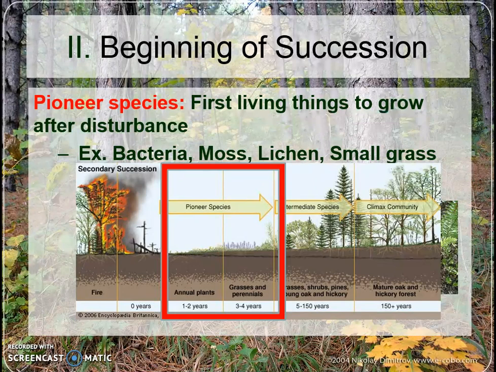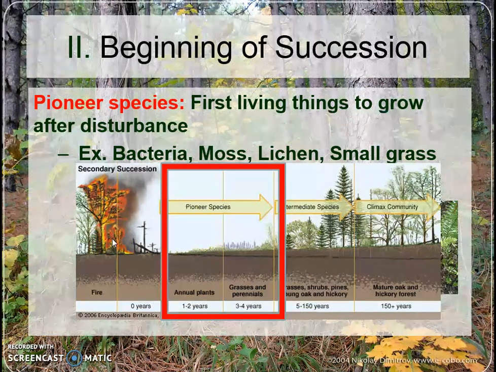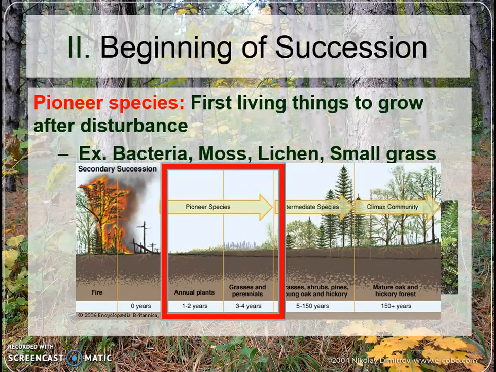words. The beginning of succession is called a pioneer species. Let's make sure we write down in our notes the definition. It's the first living things to grow after a disturbance. Let's also make sure to help us remember we write down some examples. Bacteria, moss, lichen, small grasses. All of these things are at the beginning of the process, right after that forest fire or volcanic explosion. Pioneers, remember, are the first to arrive on a new place, just like pioneer people.